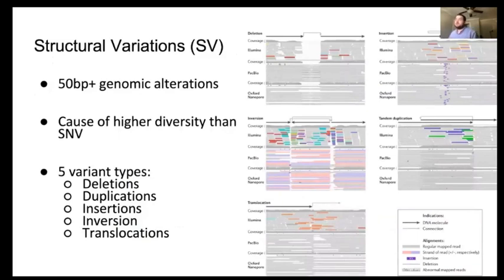Structural variants are 50 base pairs or larger genomic alterations. They cause a higher number of diverse base pairs between two humans than SNVs on their own, and therefore greatly contribute to different diseases or other phenotypes across species, but especially humans, as we are talking about them today. They can be defined in 5 different variant types: deletions, duplications, insertions, inversions, and translocations.